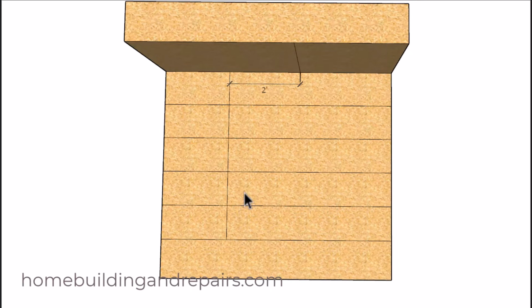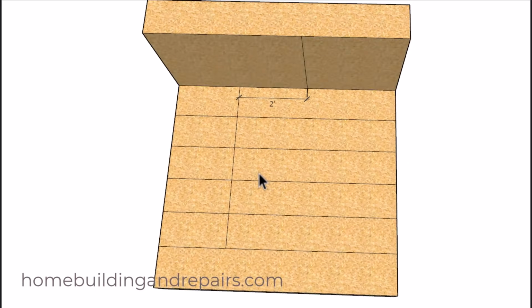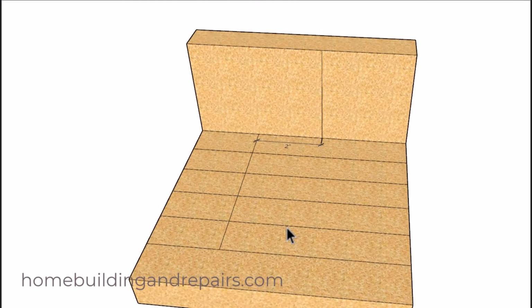Then we're going to lay out the lines representing the stringer location on the floor for our angled stringer. And I'm not going to go into a lot of detail here because there's a good chance the angle of your stair stringer is going to be different than the one I have in this example.